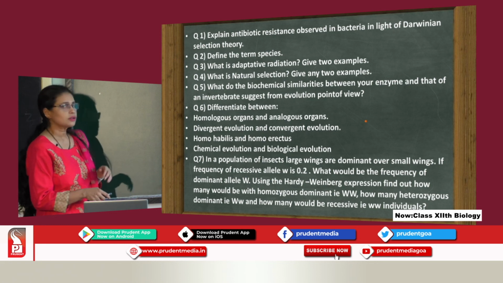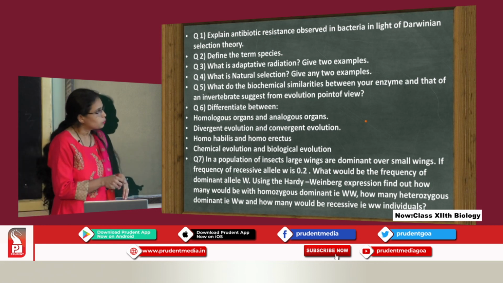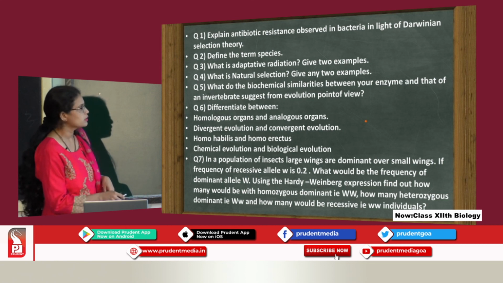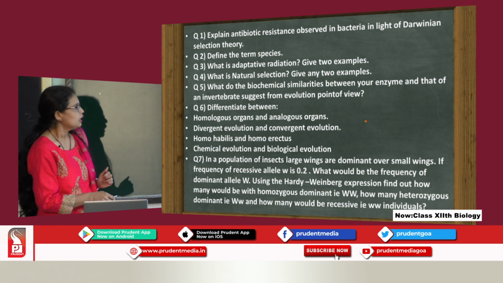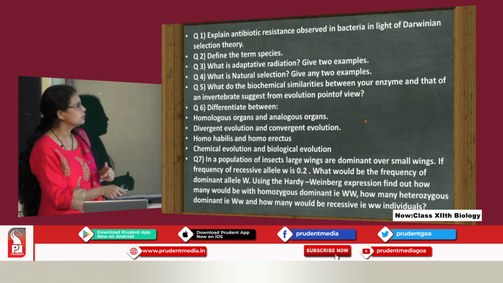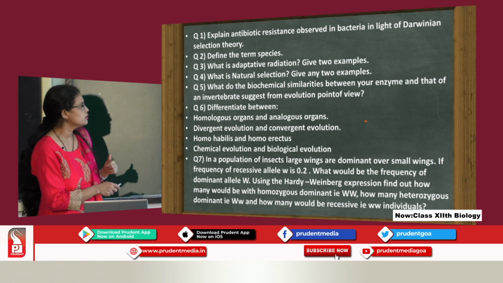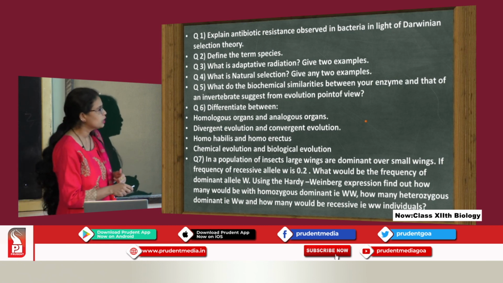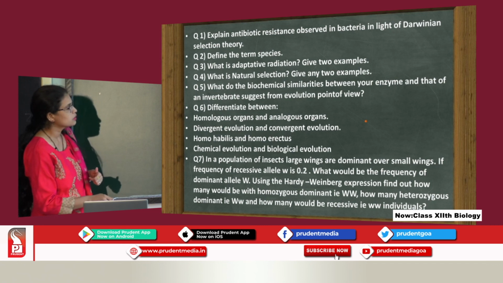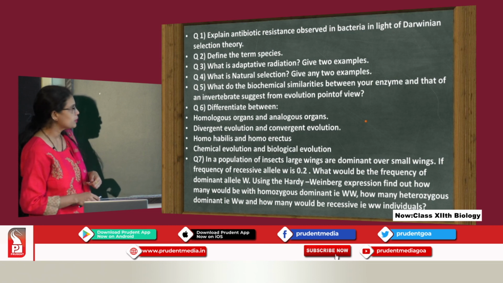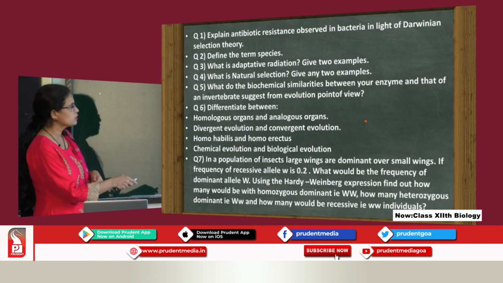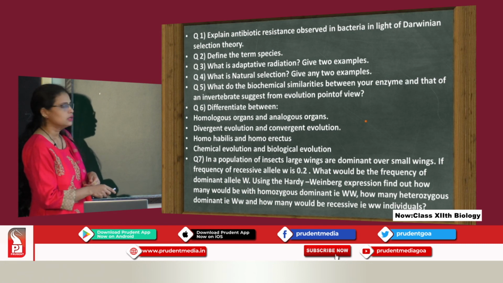In a population of insects, now this question is related to Hardy-Weinberg. I want you all to solve this kind of question, because it is only then that you will understand the concept thoroughly. In a population of insects, large wing is the dominant feature, the dominant allele represented by capital W, and small wings by small w. The value of the recessive allele, small w, is given as 0.2. What is asked is the frequency of the dominant allele. Very simple, p plus q is equal to 1. If q is 0.2, naturally p, that is capital W, would be 0.8.